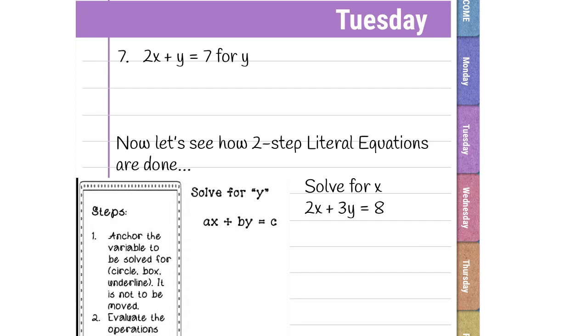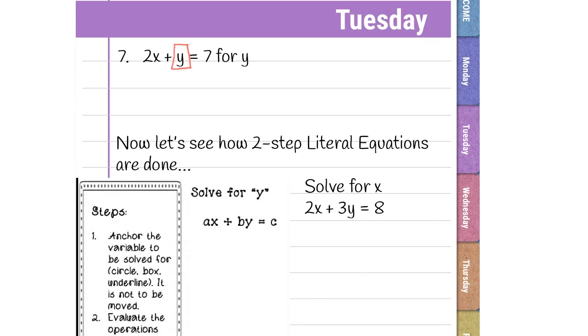All right, we're going to go ahead and get started. So we have 2x plus y is equal to 7. They want us to solve for y, okay? So I'm going to put a box around that y. That means that everything else that's not in this box, I need to move to the other side. I'm not going to move that y. Whatever I box is not going to be moved, okay?